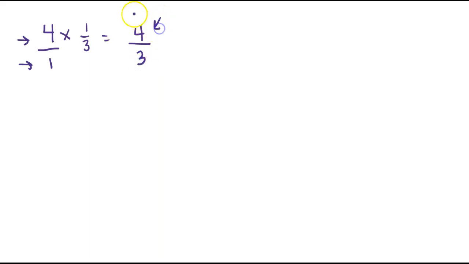Well, this is an improper fraction, so I have to change it to a mixed number. 3 can go into 4 one time, because I'm going to multiply by 1 and get 3. So 1 is my whole number. I have 1 left over to get to 4, and then I keep the denominator. So basically just put that whole number over 1 and then multiply straight across.